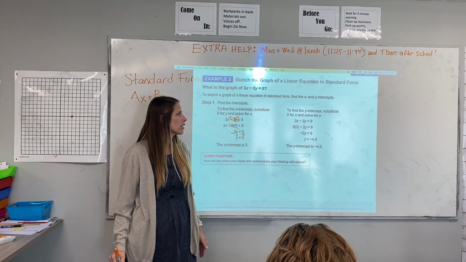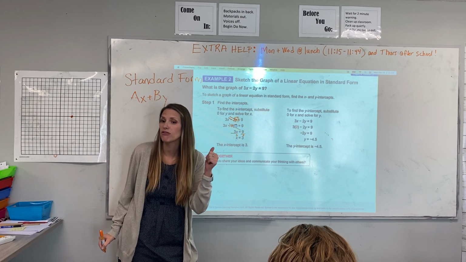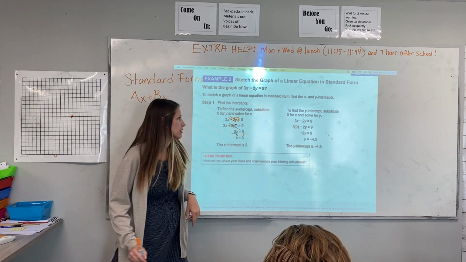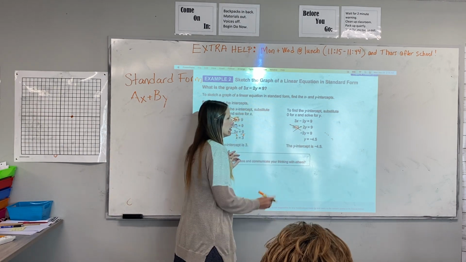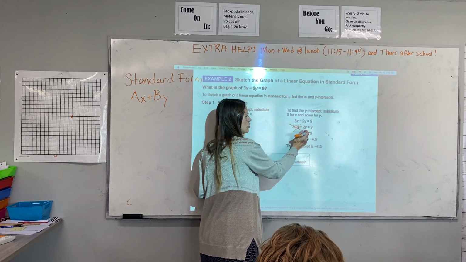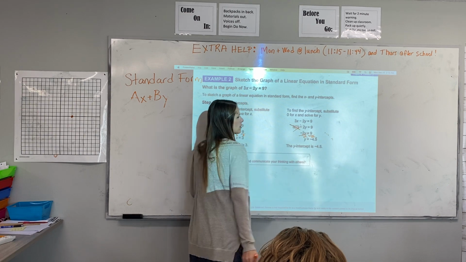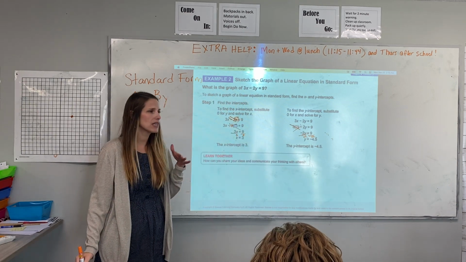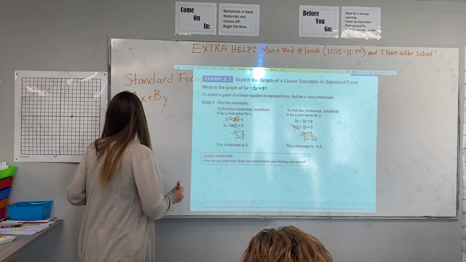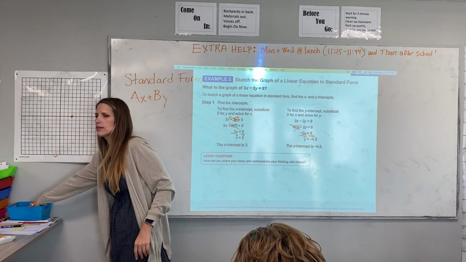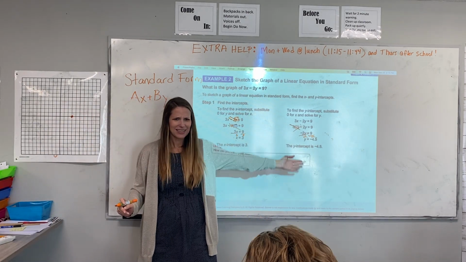You solve for the y-intercept by plugging a 0 in for x. Gone! But we still have a negative 2y. Divide by negative 2. The answer is negative 4.5. Yeah, 9 divided by negative 2 is negative 4.5.